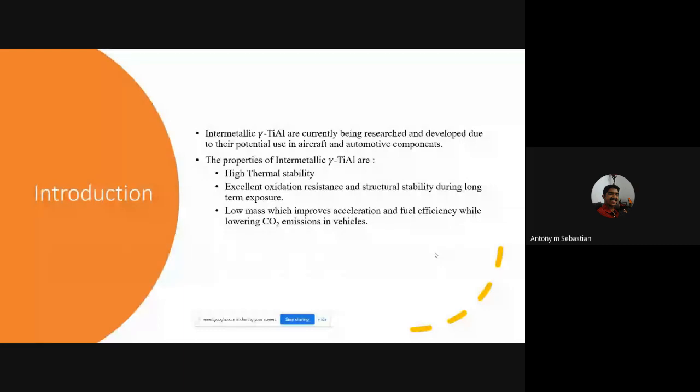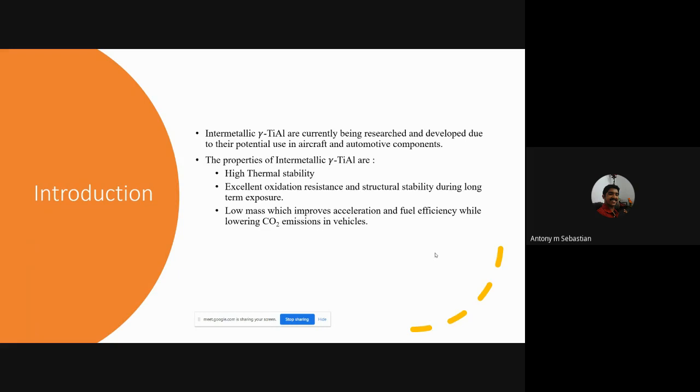And there are some properties of the intermetallic gamma TiAl which substantiate these reasons. The first thing is its high thermal stability, excellent oxidation resistance and structural stability during long-term exposures. Because, you know, for aircraft components, for modern aircraft jet engines, during motion they encounter high thermal stresses. During that, high thermal stability is required. And at that moment, excellent oxidation resistance and structural stability give an added advantage.